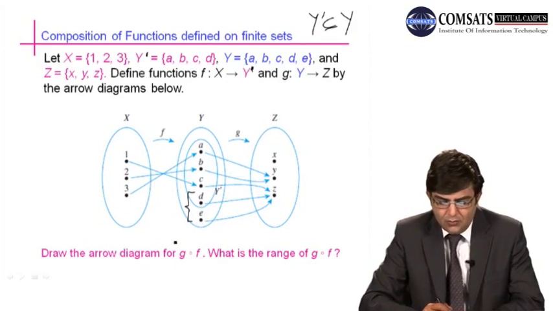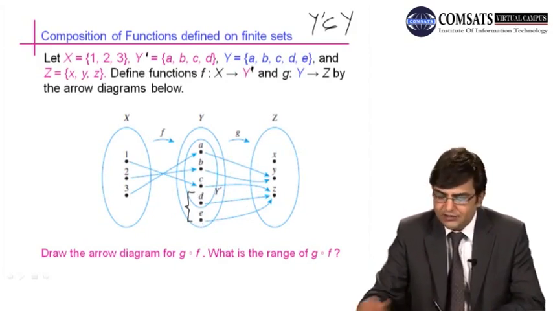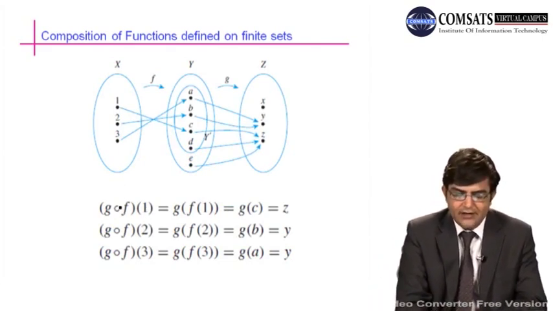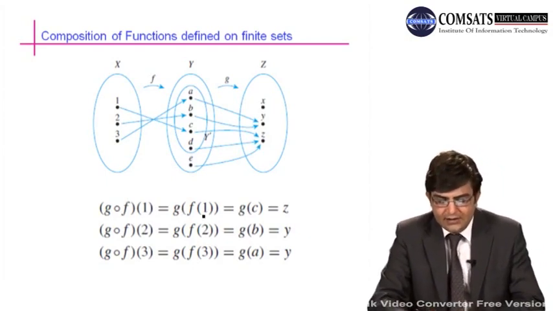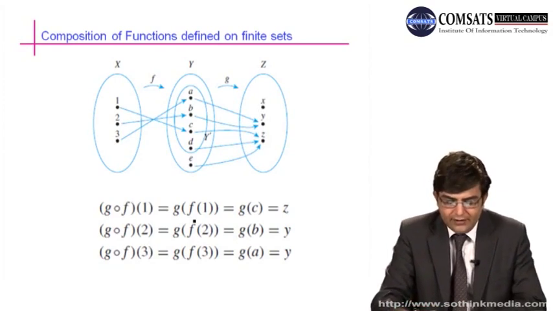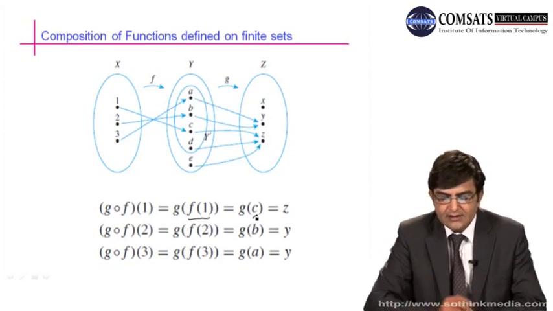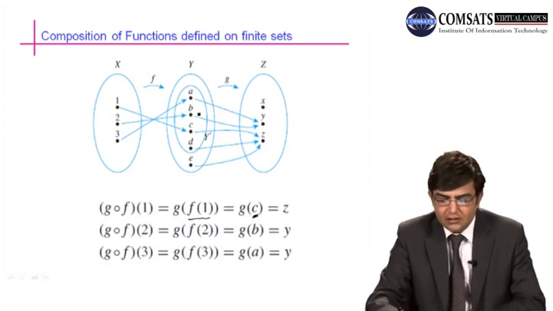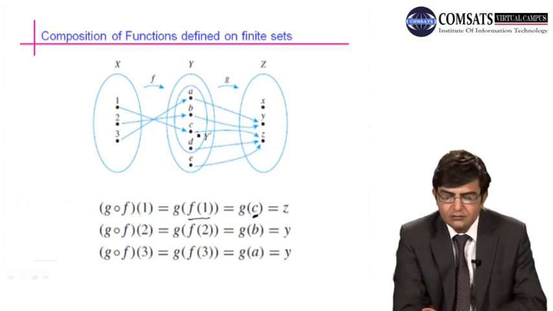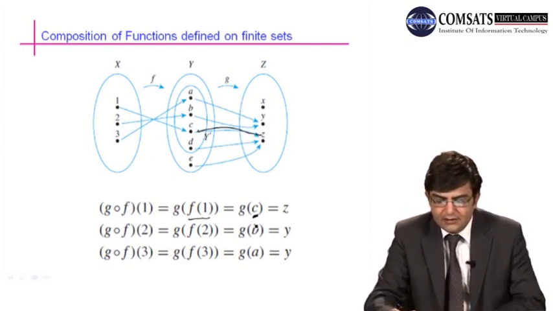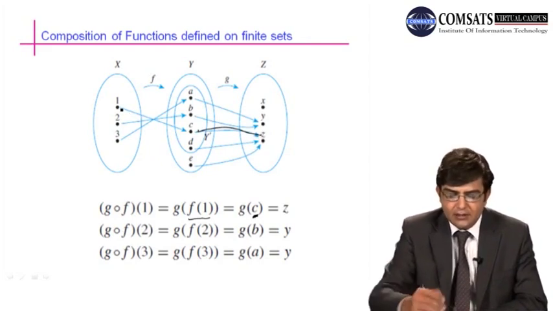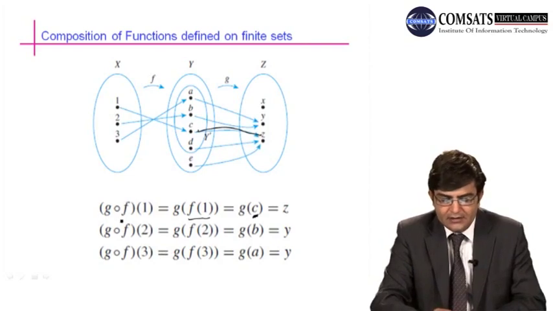Now what is the composition of these two functions? How can we define the composition? Basically g circle f of 1 is what? g circle f of 1 is g of f of 1. Now we see that what is f of 1? f of 1 means what is the image of 1 under f? Image of 1 under f is c. So f of 1 is basically c. So we put here c. Now in the second function we see what is g of c, means c is connected to z. So g of c becomes z. So you can see here that 1 is connected to c and c is connected to z. So therefore the composition of these two functions, g circle f of 1 is z.